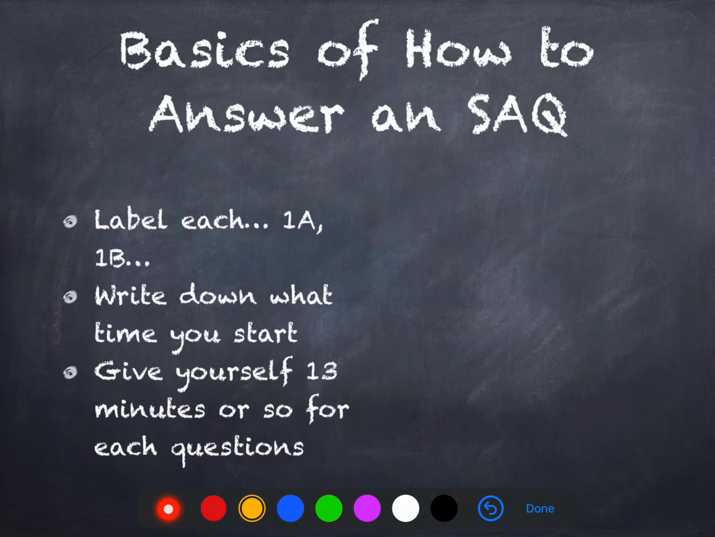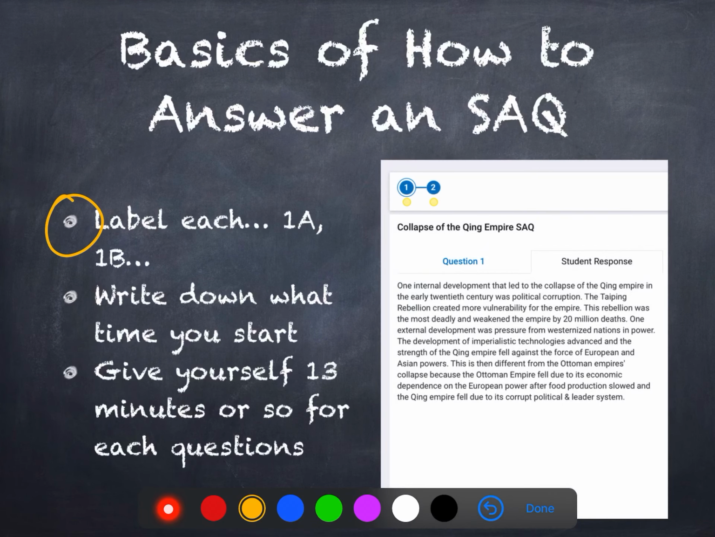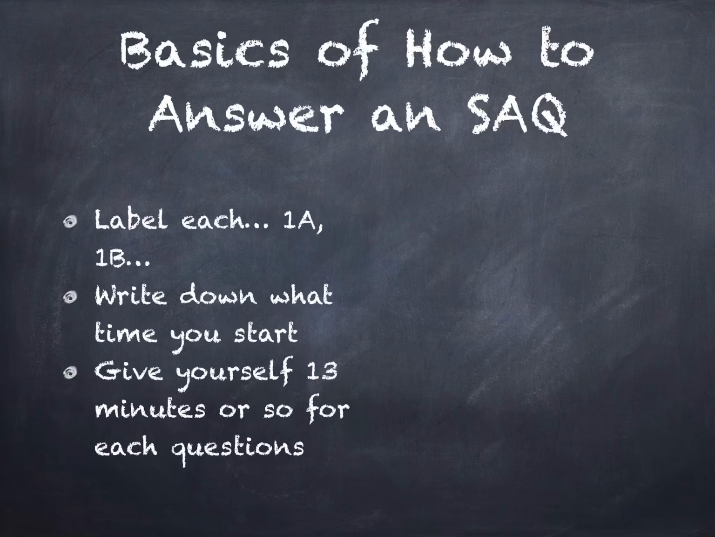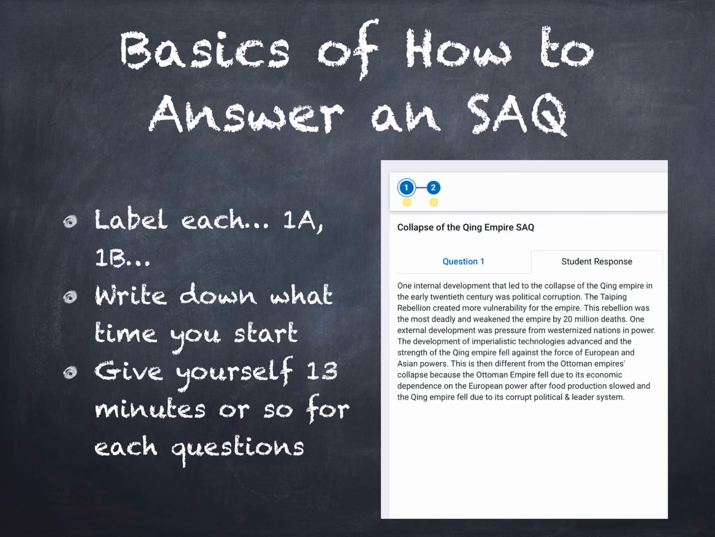So here are the basics of how to answer it. The first thing I noticed on AP Classroom that we need to be able to do is label each answer. So we have to label all parts of the question. This is a student's, actually Anaya's SAQ, and she did pretty well on hers. She got 4 points, I believe. But even though she answered them well, it looks like it's all one long sentence, and we don't want that to be the case here.